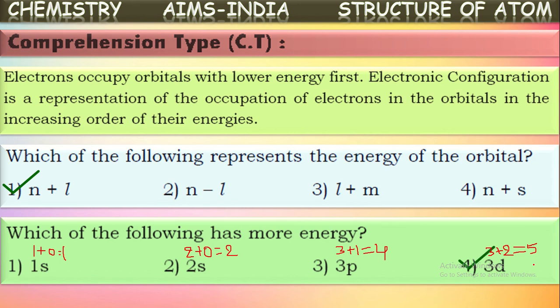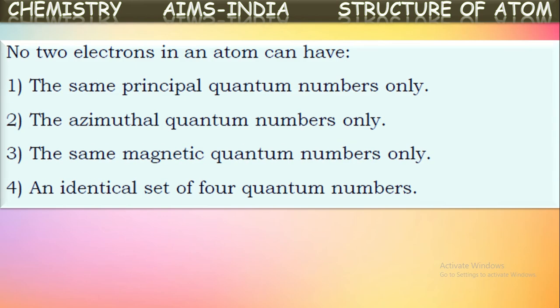Obviously the fourth one. Okay, and if any two orbitals get the same n plus L value, then we have to compare their n value separately. The orbital which is having greater n value will be considered as with greater energy. Okay, next question.